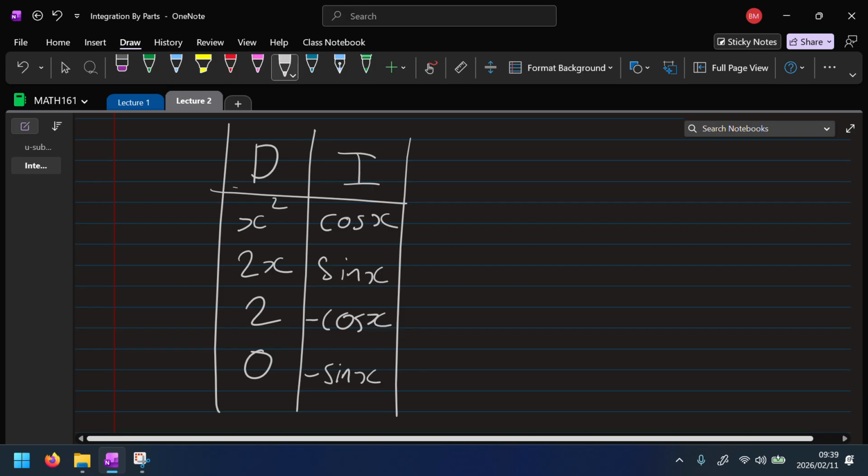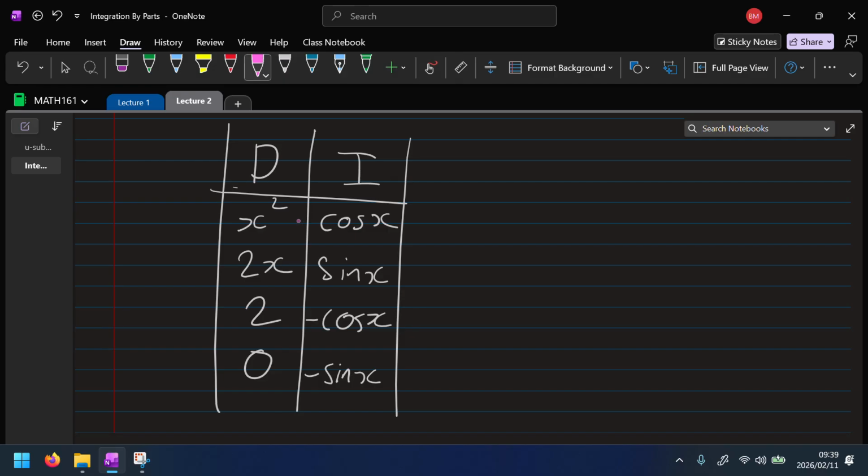Now what we're going to do next is match up the diagonals. So it's the first one from the D column and the second one from the I column, right, to make the diagonal. So x squared with sine x, we're going to match those up. 2x with minus cos x, we're going to match that up. It's always going down the diagonal like that. Then 2 with minus sine x, we're going to match that up. Everyone see what we got so far?